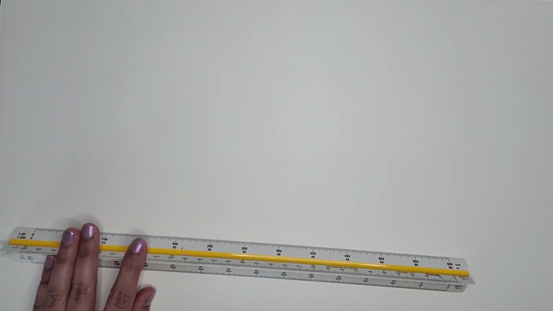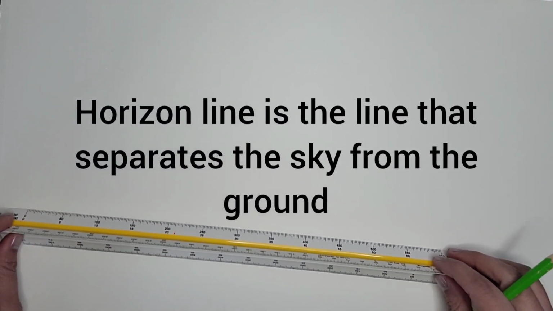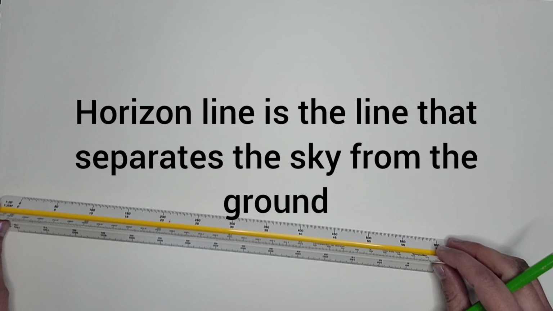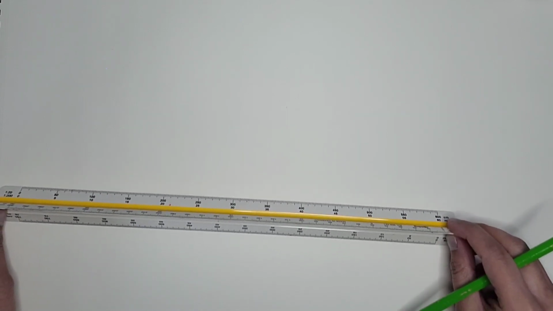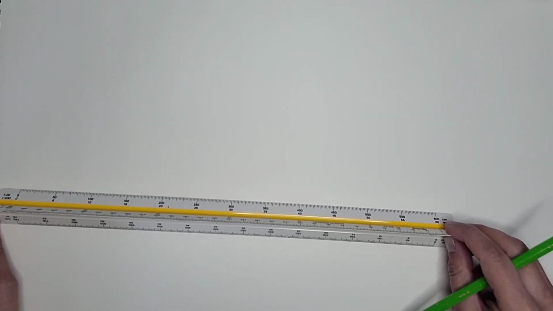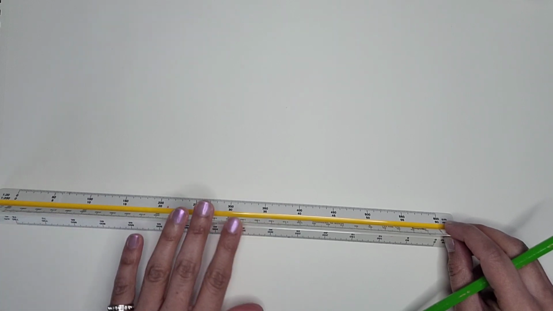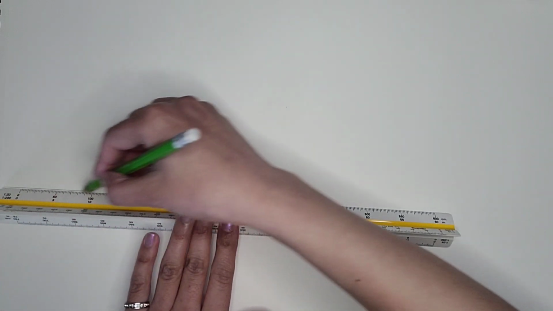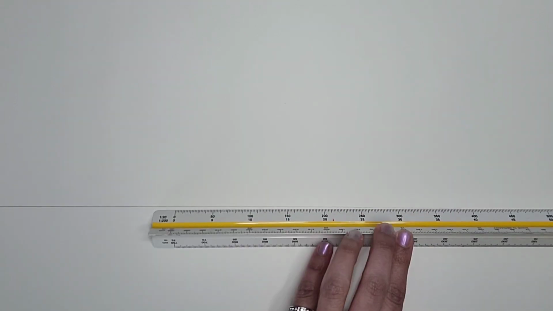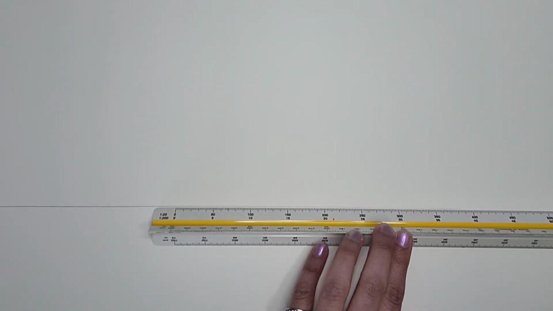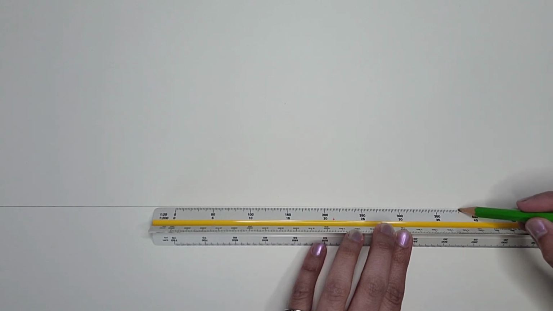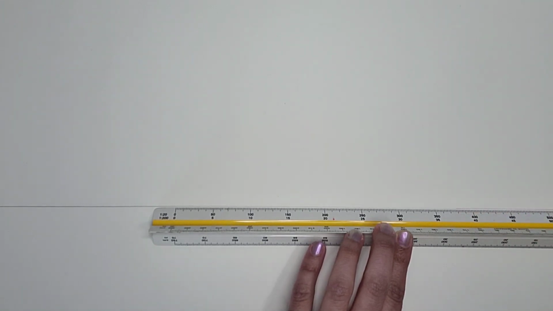The horizon line is usually referred to as the line where the sky meets the ground. Let's say the horizon line is right in the middle of our page here. And I'm going to use a ruler for this example just for the purpose of this video to make it more clear. Traditionally, you have to be a good drawer without using a ruler as your drawing tool.